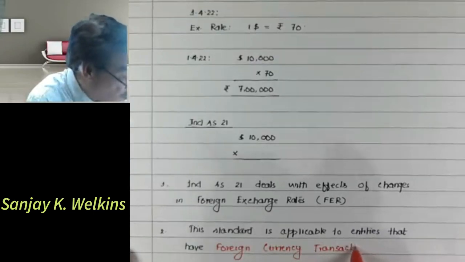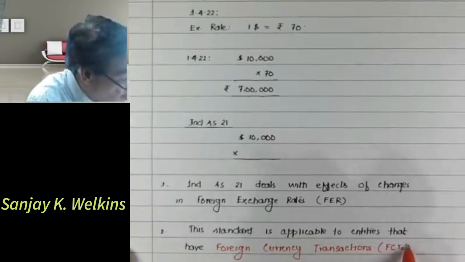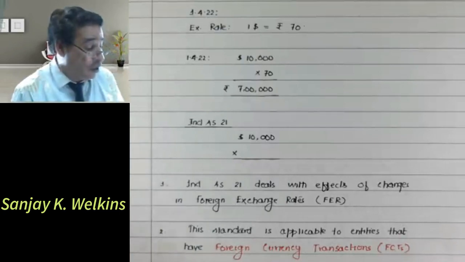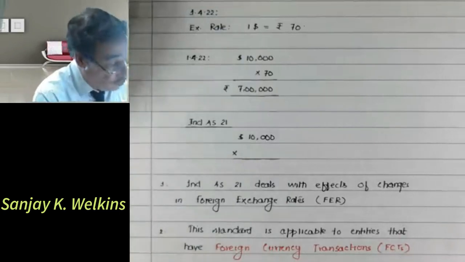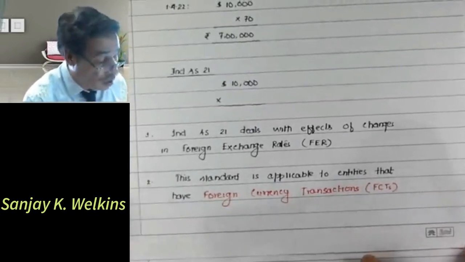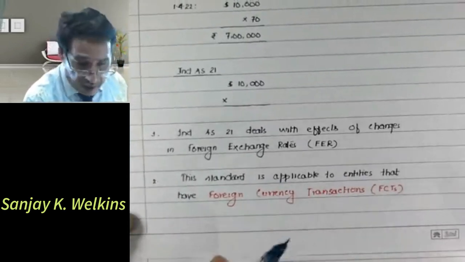Now for this I will use FCTs, foreign currency transactions. S, a small s I have written, correct? So this standard will apply to an entity which is having foreign currency transactions. Foreign currency transaction is the transactions which are expressed in foreign currency, correct?